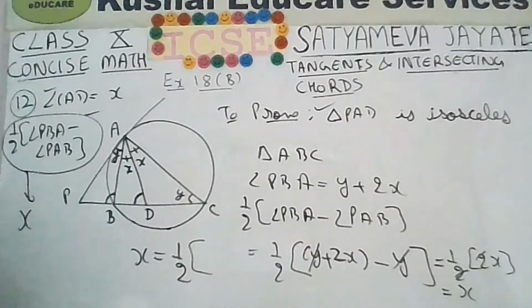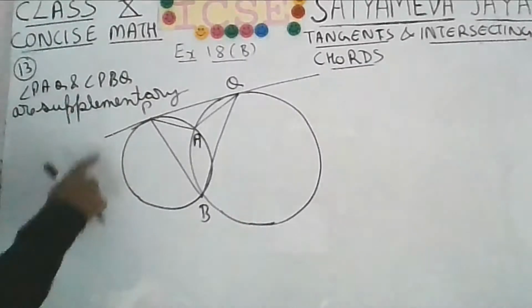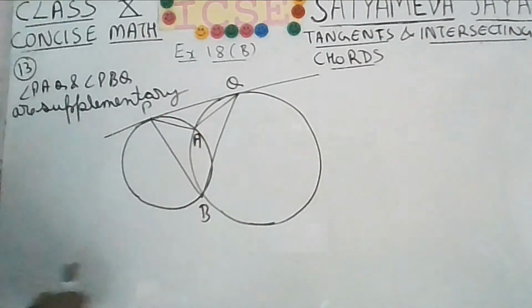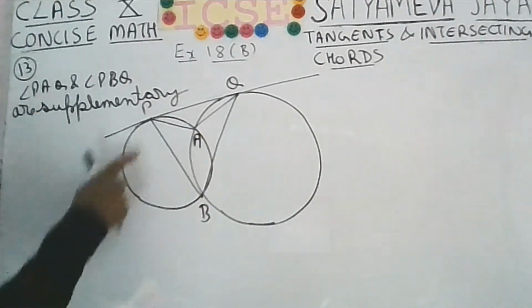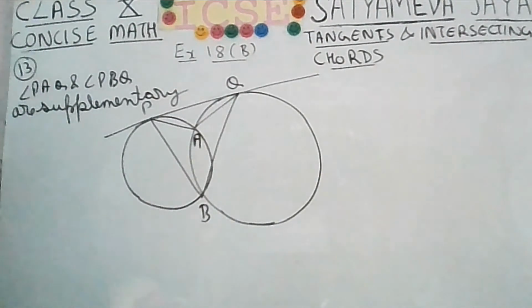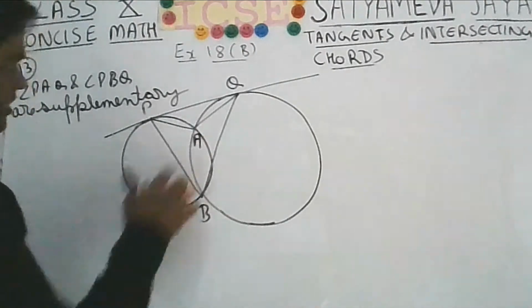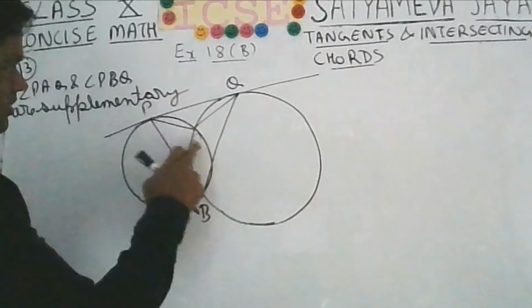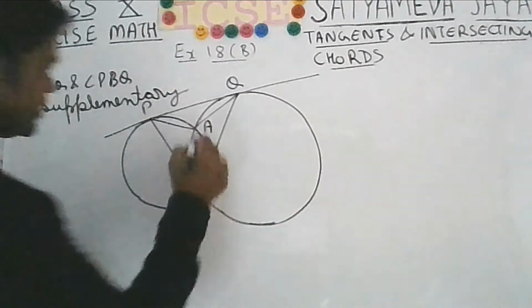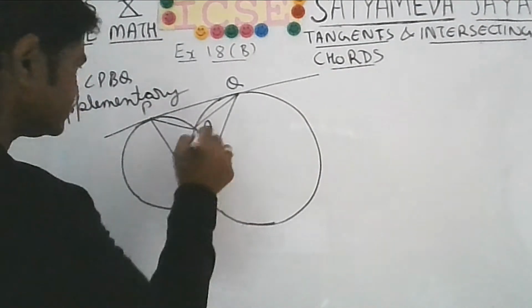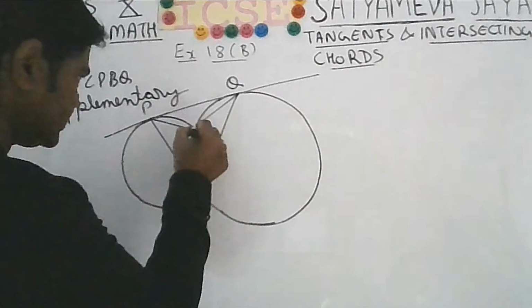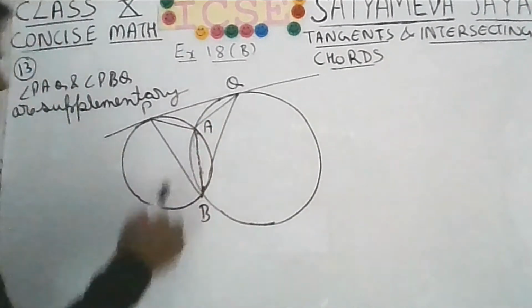Okay. Next question. You can see that PQ is a common tangent and the two circles are intersecting at points A and B. We have to prove that angles PAQ and PBQ are supplementary. So you can join the points A and B. Let me label it like this. Here I am labeling, this point is A. So I am joining the points A and B. It is not coming exactly, so this we have joined.